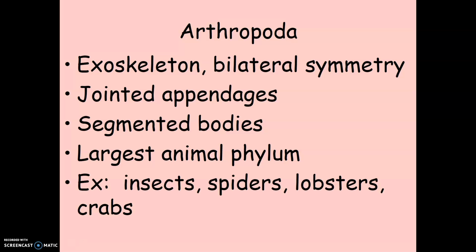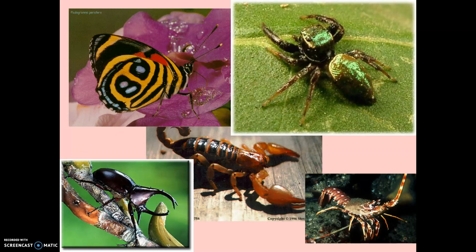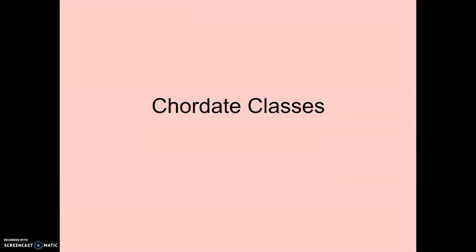There's a lot of different things that are going to be in this category. We have insects. There's your big one. We have tons of different insects. Spiders, lobster, crabs. They're all in the arthropods. So here's some examples here. And then we'll start this back up later this week.